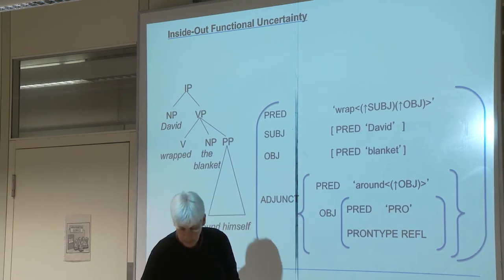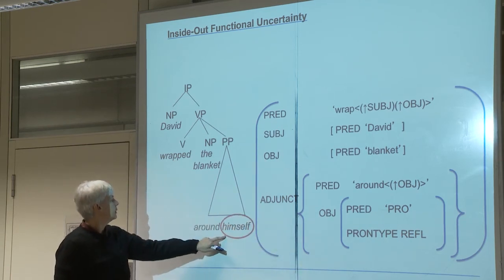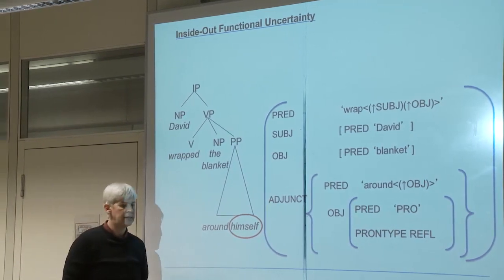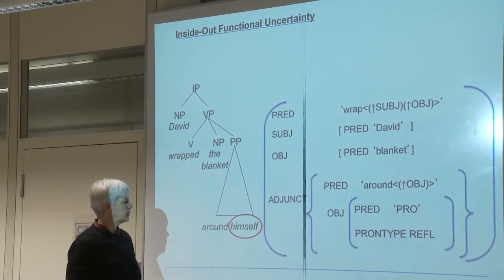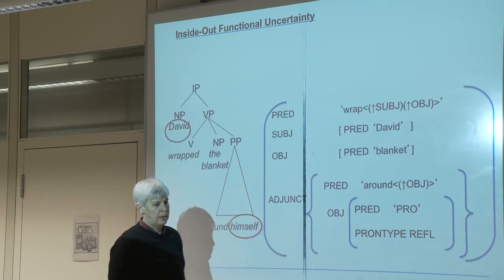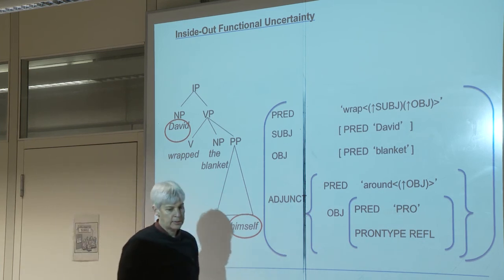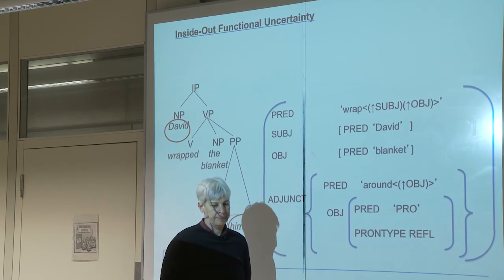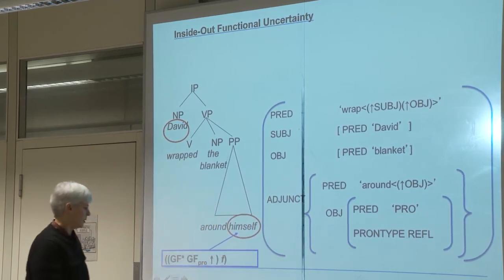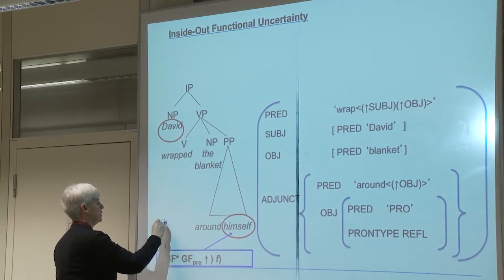So what are we going to do? We're going to say, well, this little pronoun, this reflexive, needs to figure out what its antecedent is, somewhere up here in the tree, or rather somewhere up here in the F structure. And in this case, we're going to want it to end up being David, so let's see how that works. Here is a functional uncertainty equation. This is an inside-out functional uncertainty equation.